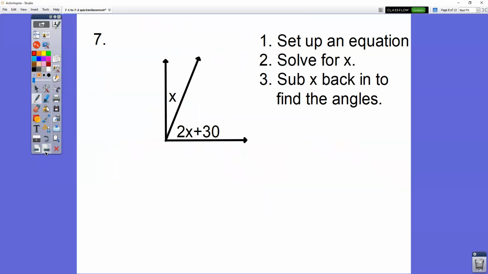The last 6 questions look like these, all right? Looks like the ones that we did yesterday. You need to set up an equation, solve for x, sub x back in to find the angles. Go ahead and do question number 7, please. Set up an equation, solve for x, sub it back in to find the angles.